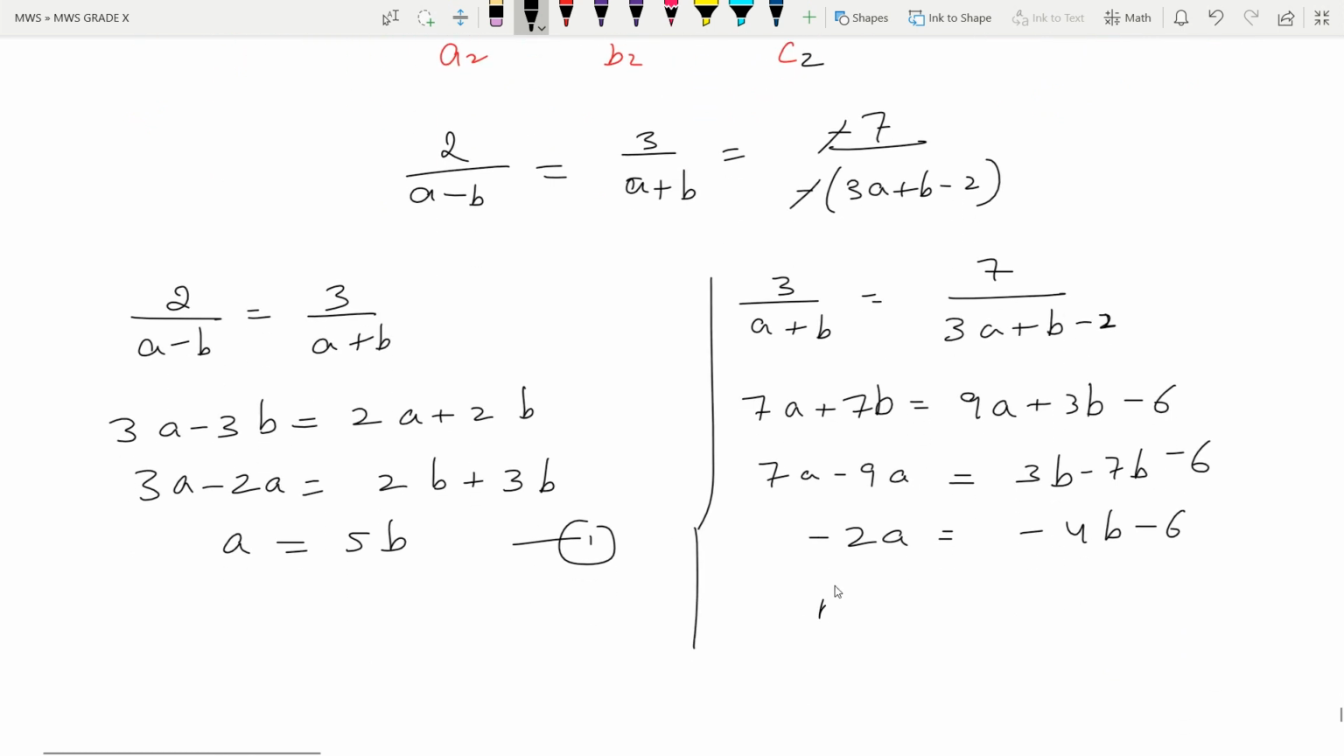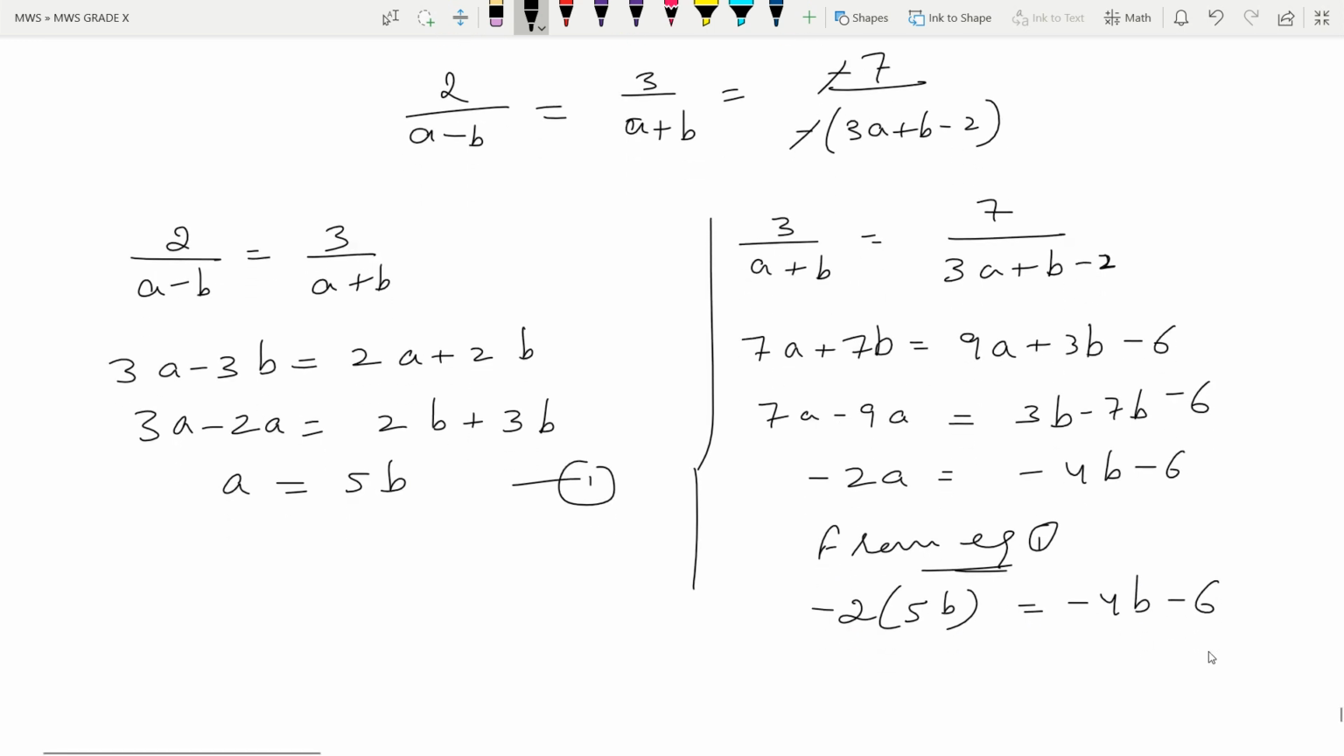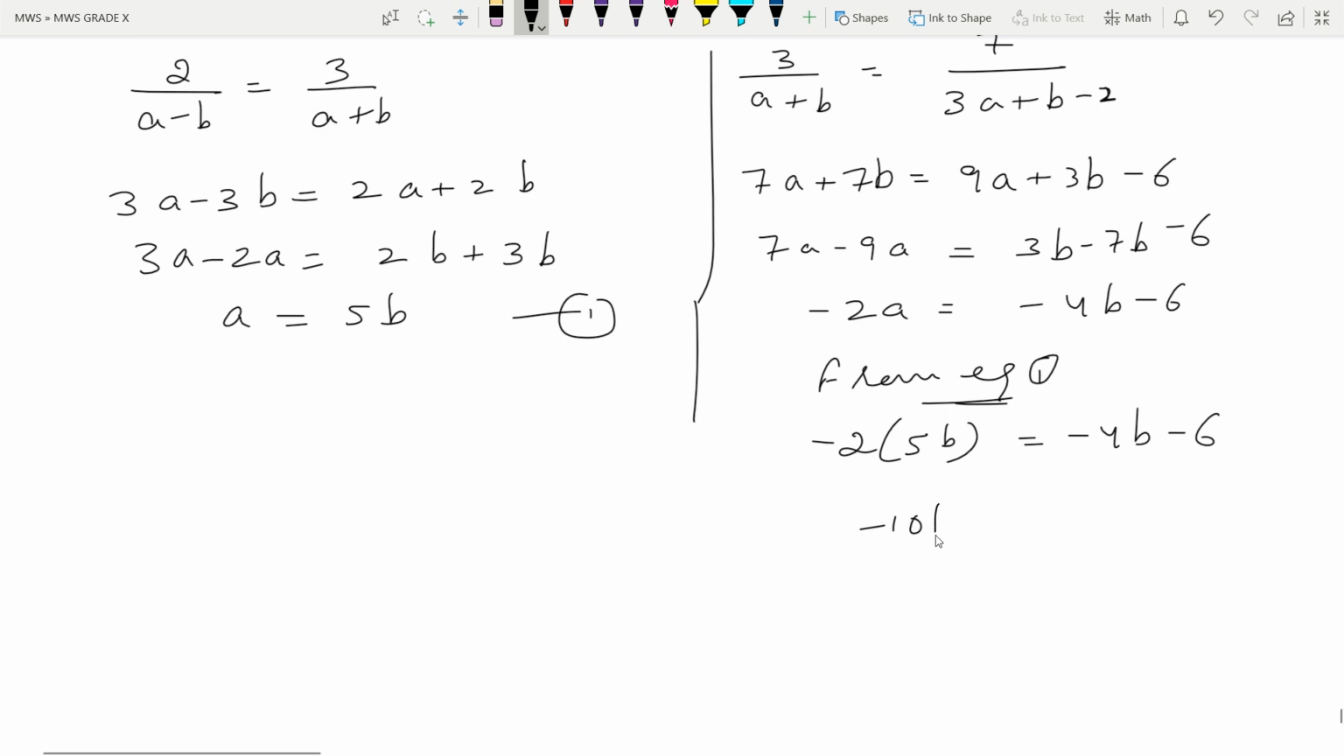Okay, then from equation 1 we got that a is 5b, so in place of a we can write minus 10b is equal to minus 4b minus 6. Bring this 4b to this side, plus 4b is equal to minus 6. So it is minus 6b is equal to minus 6. Then b is equal to 1, because the minus signs and the 6s cancel out. Okay, so b is equal to 1.